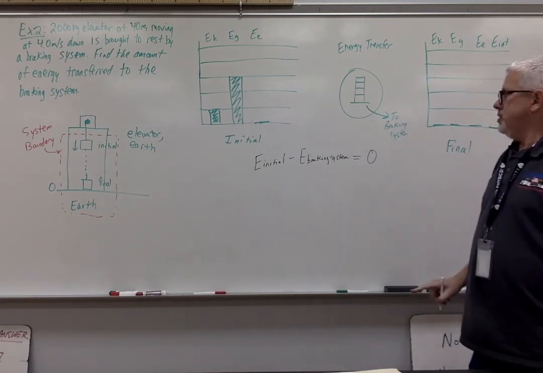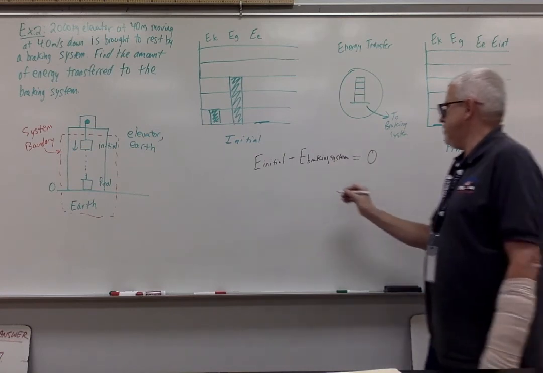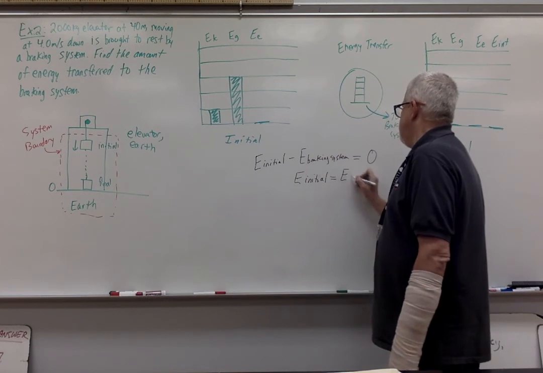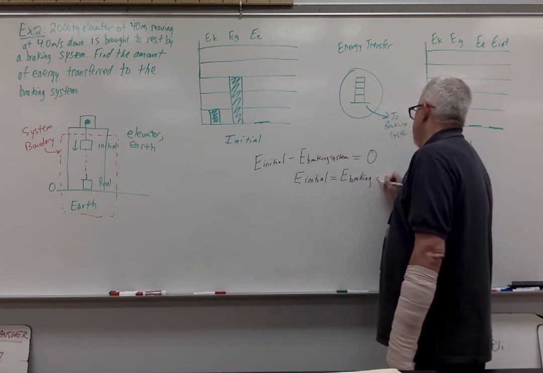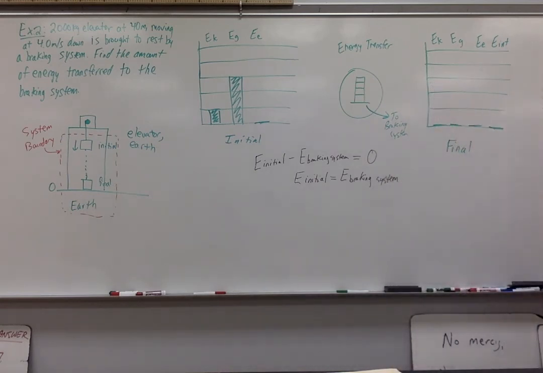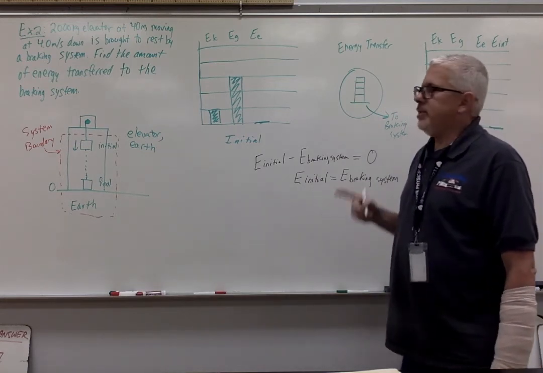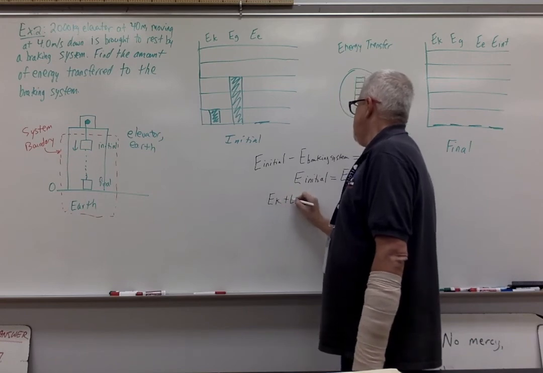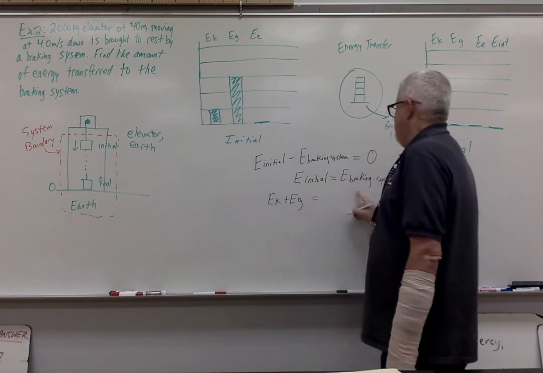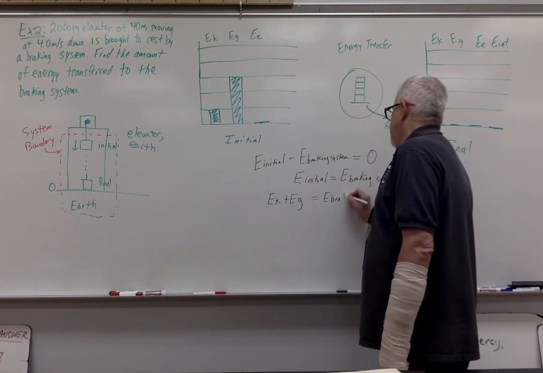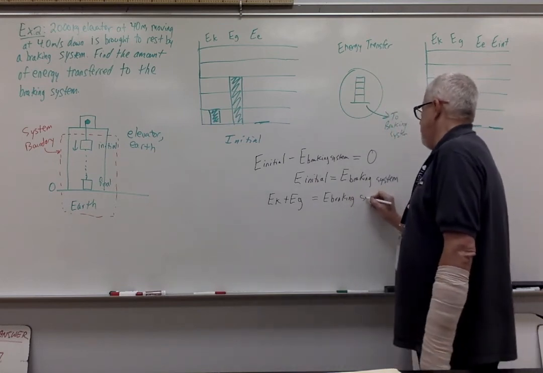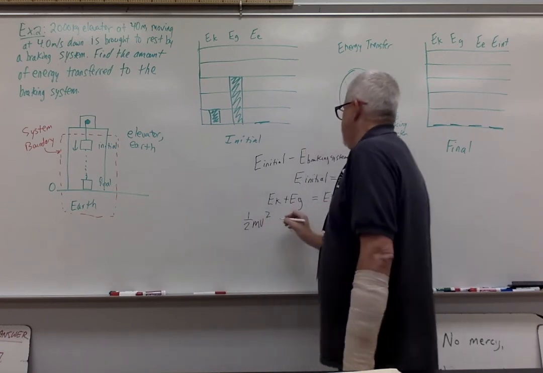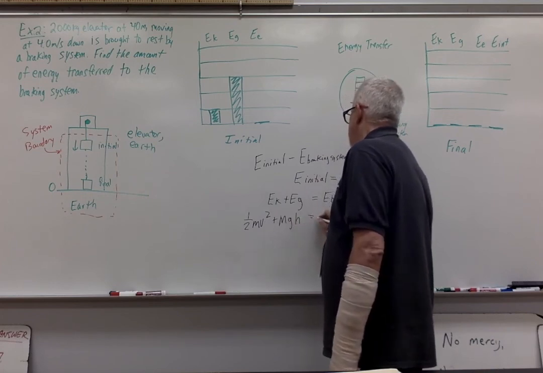So if I add the braking system to both sides, that tells me that my initial energy is equal to the energy of the braking system. Now I've got to think about what types of energy I have. I've got kinetic energy and gravitational potential energy, so Ek plus Eg equals the braking system. Technically, I could think about this as work, force times distance, on the right side, but I'm not going to do that, because that's not what's being asked. Ek is 1/2 m v squared, gravitational is m g h.